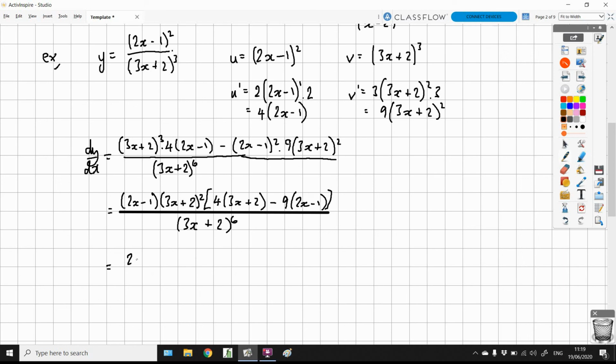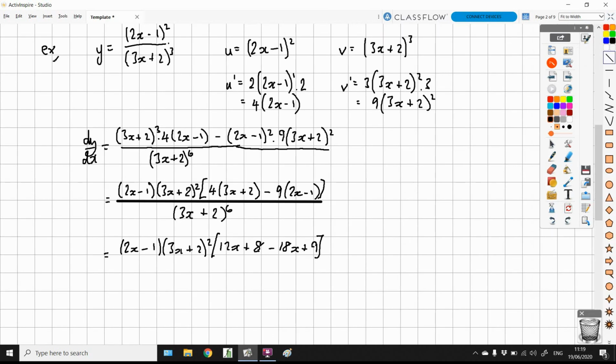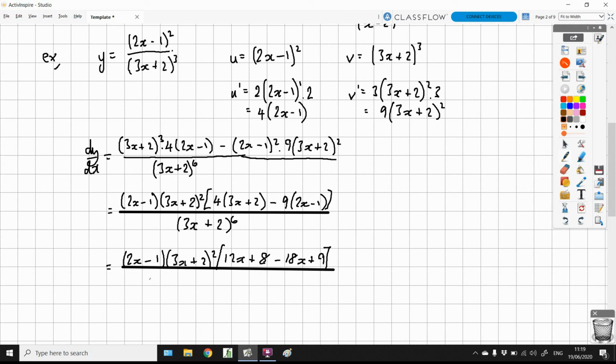Now this numerator, let's see what we've got. 2x minus 1, 3x plus 2, all squared. Open this square bracket. I've got 12x plus 8 minus 18x, and then very carefully plus 9. And all of that is over 3x plus 2 all to the power 6.